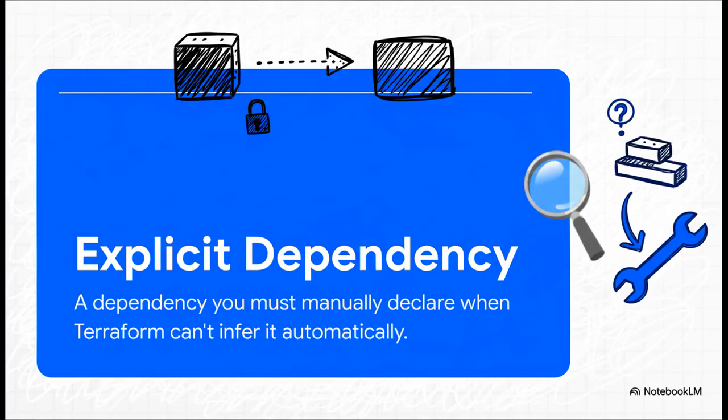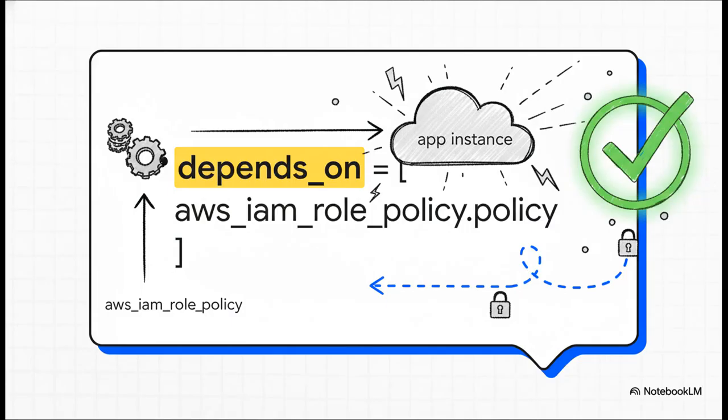This is where something called an explicit dependency comes into play. This is you, the developer, stepping in to give our detective an extra hint. You're manually telling Terraform, hey listen, even though you can't see a direct link here in the code, I'm letting you know that this thing needs to be created after that other thing. And here's what that hint looks like in practice. You see that depends_on argument? By adding that to our app instance, we are explicitly telling Terraform, hey, hold on, wait for that IAM policy to be fully created before you even think about starting this instance. It creates a link where there wasn't an obvious one before.